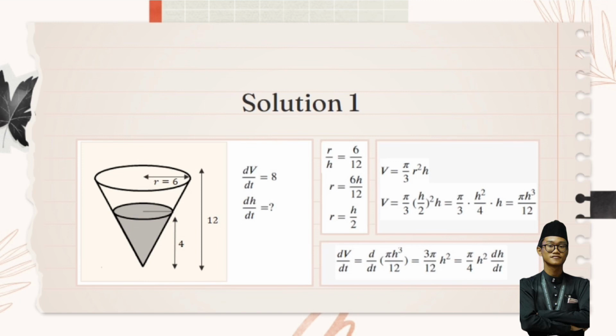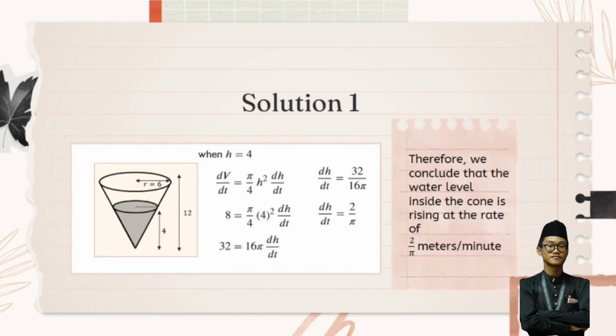We now just substitute when h equal to 4. It will be dV over dt equal to pi over 4 h squared dh over dt, and then dV over dt is 8 equal to pi over 4. We substitute the 4 into the h, it will be 4 squared dh over dt.